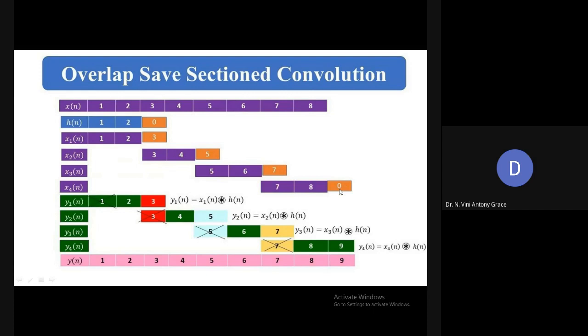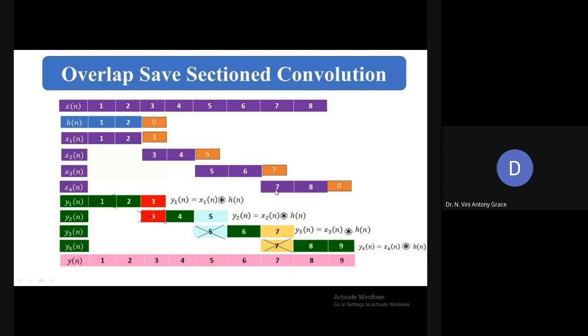Why am I adding 0 for the last shorter length sequence? What is the need for adding 0? In circular convolution, both should have the same length. Very good. Since this is the overlap save method, and the procedure is to section it in such a way that there is some overlap between the samples, you make this overlap in the input sequence itself. After making overlap, my x1 of n has 3 samples.